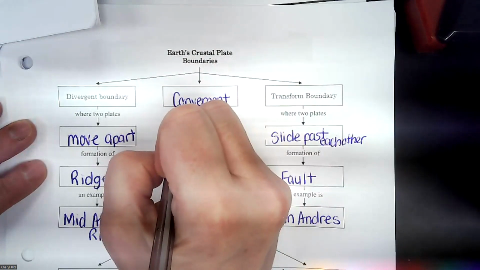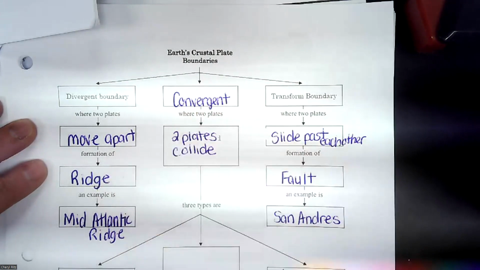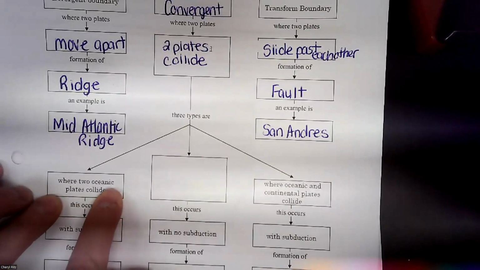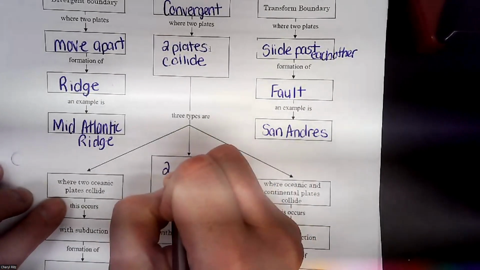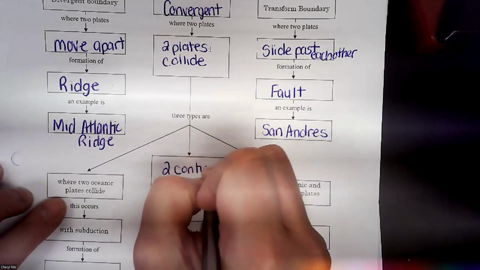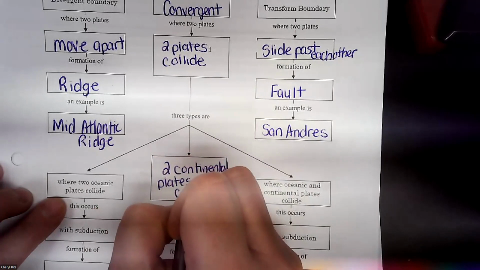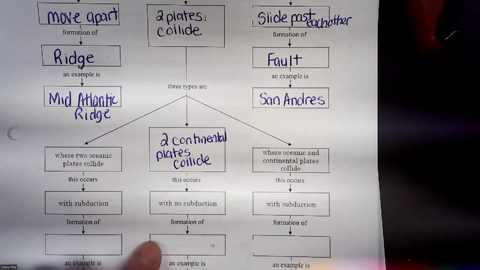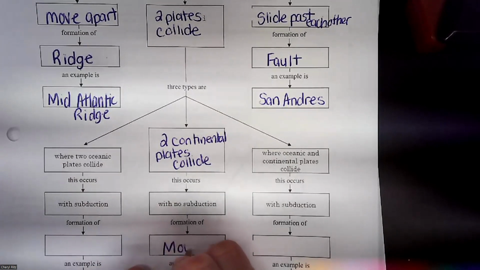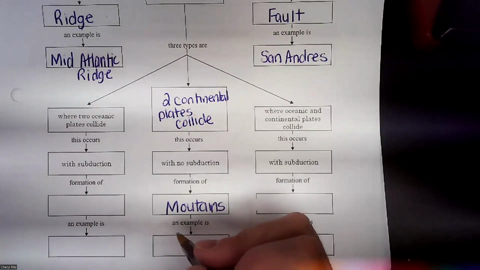And that's where two plates collide or go together. There are three types of convergent plate boundaries. Where two oceanic plates collide, where an oceanic and a continental plate collide. We were missing two continental plates. We'll stick with this one. When that happens, there's no subduction and we form mountains. The best example straight from our notes is the Himalayan mountains.